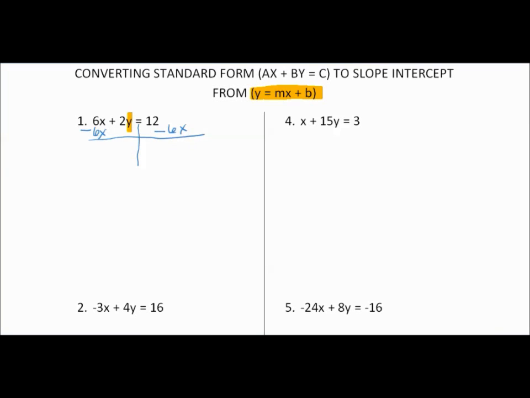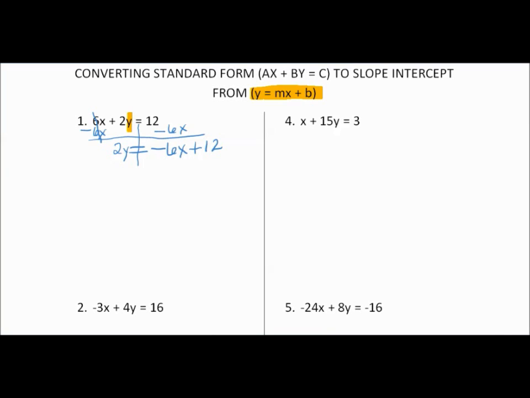So when I do that, the 6x's cancel out. I'll bring down my 2y. I'll bring down my equal sign, and I'll have a 12 minus 6x. Well, when I look at my slope-intercept form, I see that the x part comes first. So when I rewrite this, I'll put negative 6x plus 12. I can't combine those because they're not like terms.